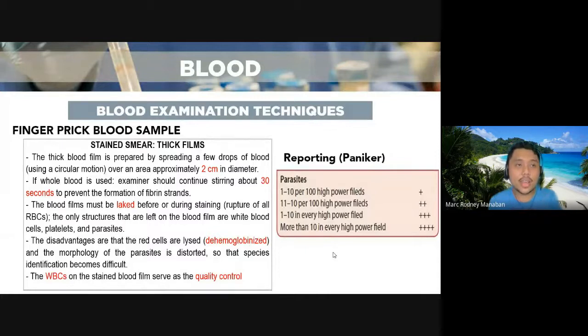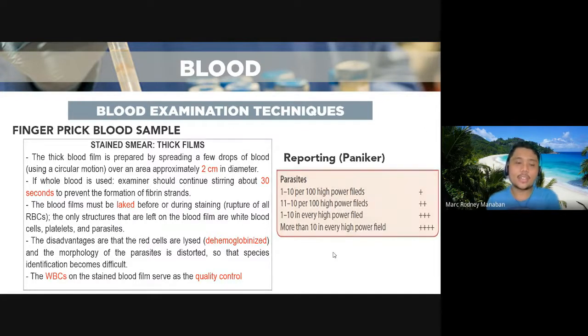So again, take note. Thick films use a larger amount of blood and are used for screening purposes. Again, 2 cm in diameter or the size of a 25 centavo coin. But in US books, they describe it as the size of a dime, D-I-M-E, right? That's a coin in the US. Basta, 25 centavo coin for the Philippine setting. A fresh whole blood should be stirred for 30 seconds to avoid fibrin strands. It should be laked or dehemoglobinized, so that the RBCs are lysed and the parasites found within the RBCs can be seen. And lastly, it should not be fixed, okay? It should not undergo fixation, okay? And WBCs will serve as your QC, quality control.